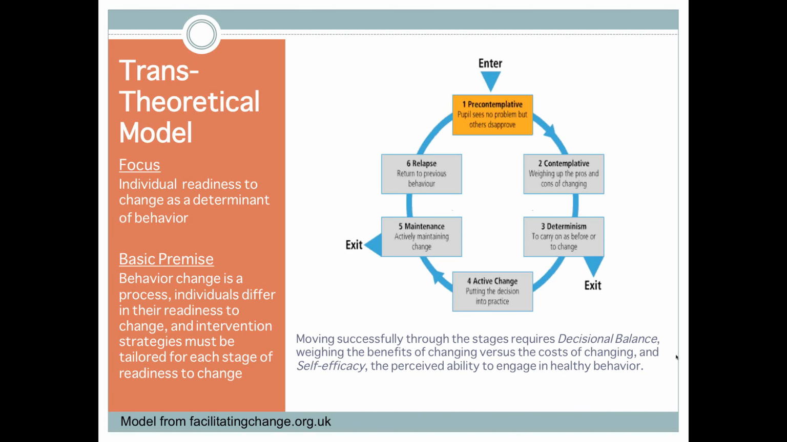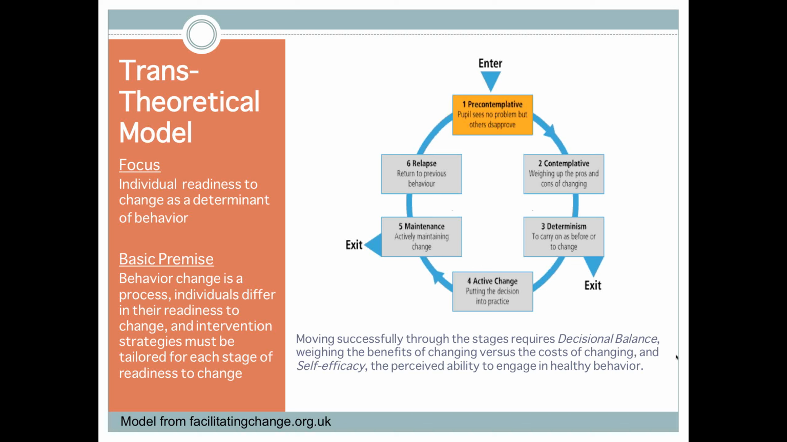And this is the third individual level theory of change. It's called the trans-theoretical model, and it is saying that individual behavior is a result of readiness to change. The basic premise is that change comes about through a process, and there are different stages of this process, and individuals are at different stages within this process in terms of their readiness to change.